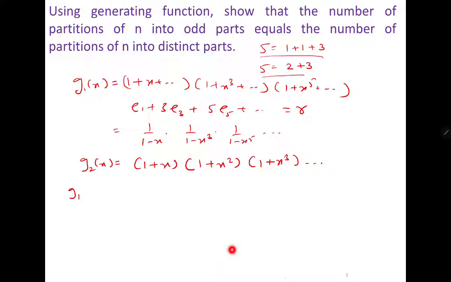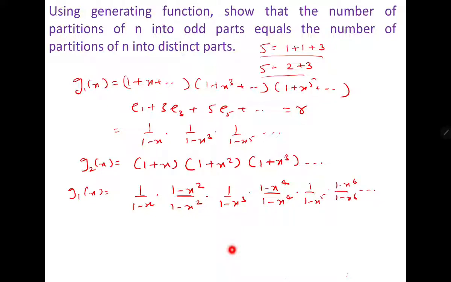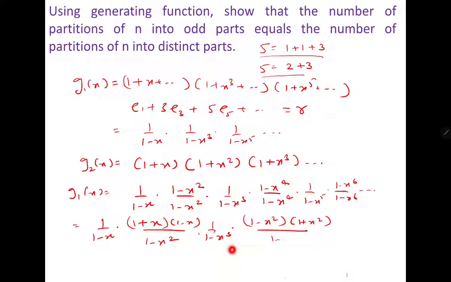If I consider g1, which is 1 by 1 minus x, and if I multiply numerator and denominator by 1 minus x square, then 1 minus x cube, 1 minus x raised to the power 4, 1 minus x5, 1 minus x raised to the power 6 and so on, it gets simplified as 1 plus x, 1 minus x, 1 minus x square, 1 by 1 minus x cube, 1 minus x square, 1 plus x square, 1 minus x raised to the power 4 and so on.